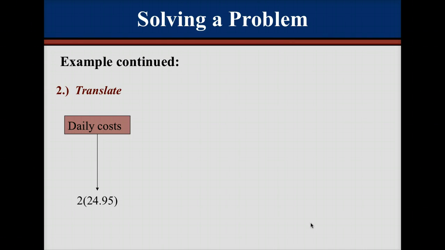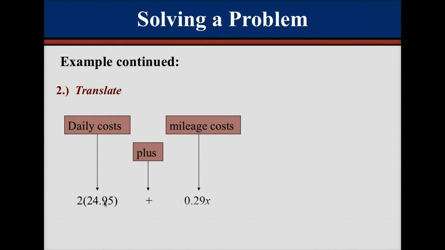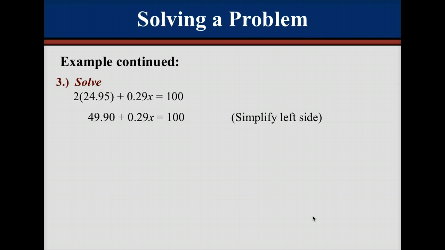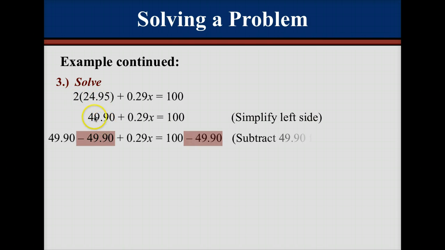Let's translate this into an equation. So we've got 2 days at $24.95, which is what we're given, plus we've got 29 cents per mile. X is going to represent the miles. We're trying to figure out how many can we drive if our maximum budget is $100 that we can spend. We're going to solve for x. First of all, we're going to simplify. 2 times $24.95. We're going to subtract $49.90 from both sides.